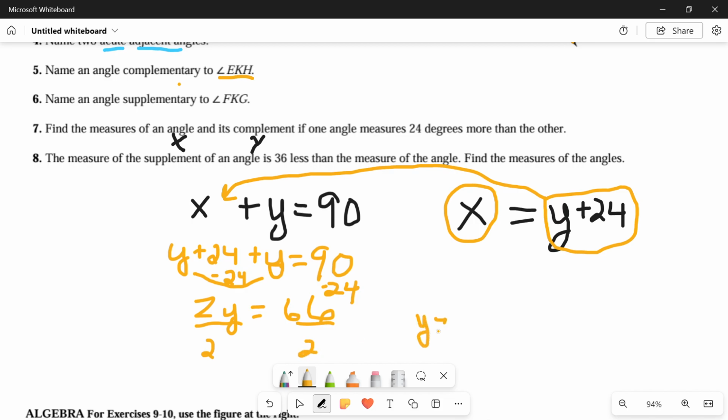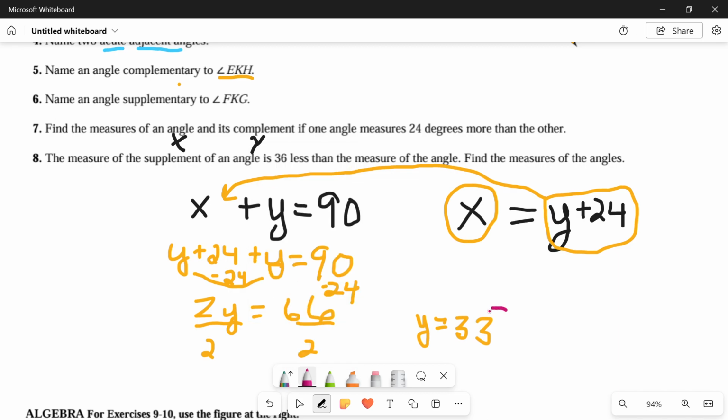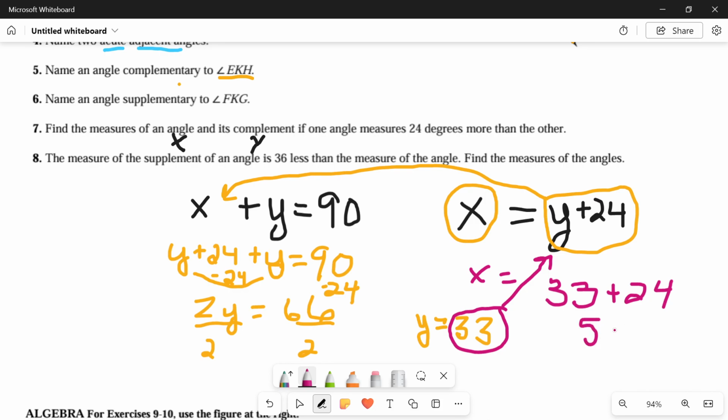That Y equals 33. And X, now I can go back up here and substitute again, because we're saying that Y is 33. So I can take that information and plug it into this equation. So I'd say X is equal to, instead of saying Y, I'll go 33 plus 24. So together that equals 57.